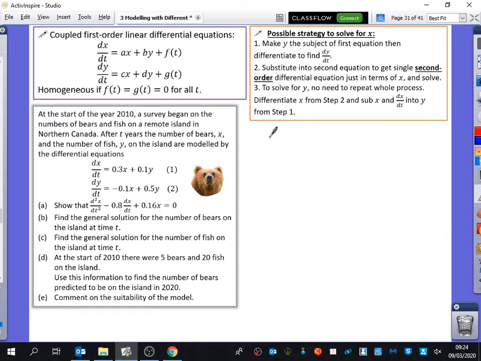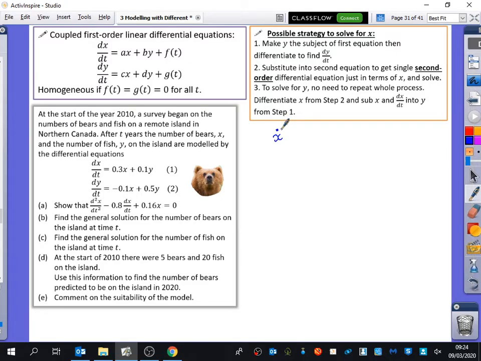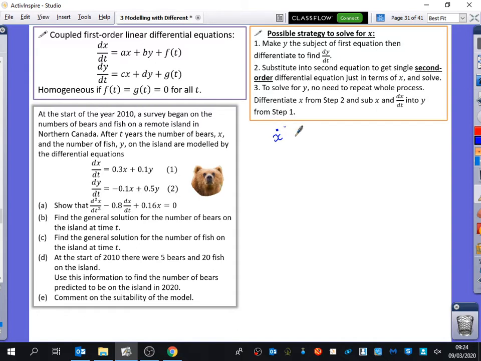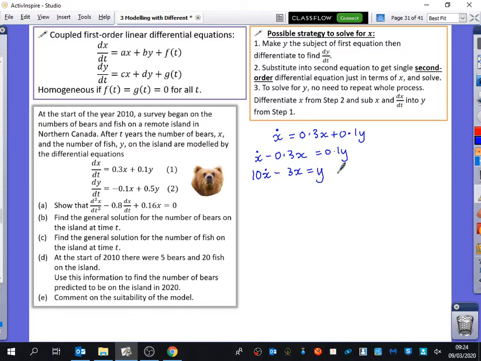Now, if you wanted to, you may find doing these questions a little bit easier writing like this, instead of constantly writing out dx/dt equals. You may not want to do this, but because the dot means with respect to time, it can actually save you a bit of time writing it as x dot. So we get x dot equals 0.3x plus 0.1y. So if we make y the subject, we would have x dot minus 0.3x equals 0.1y. So we get 10x dot minus 3x equals y. And that's the first one that we've got here.